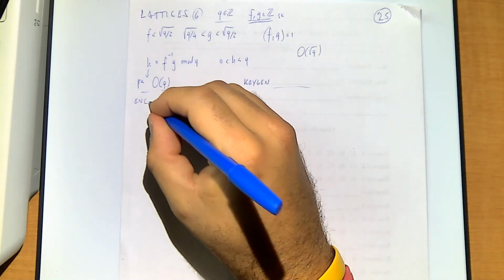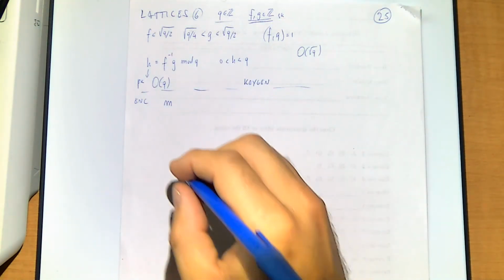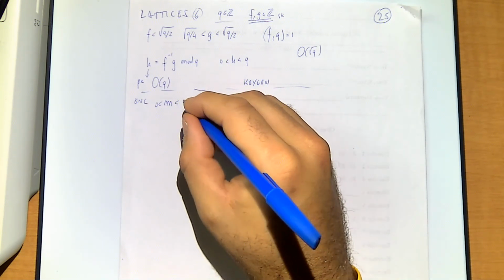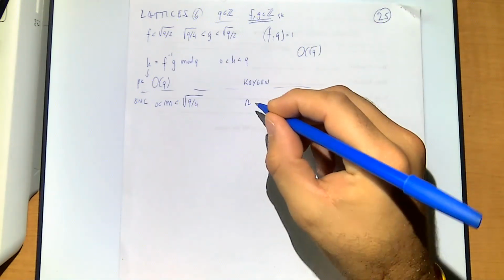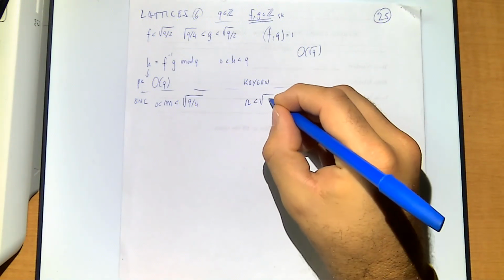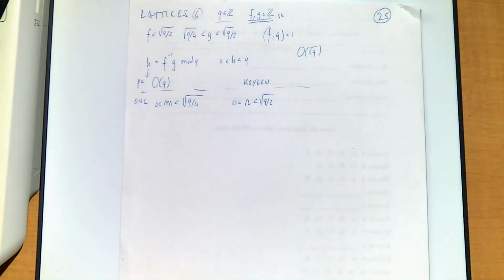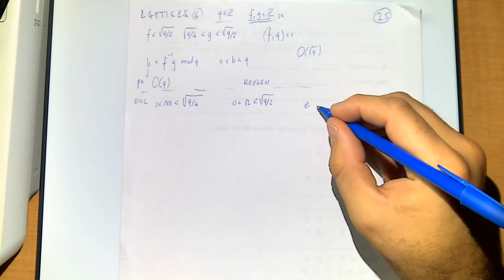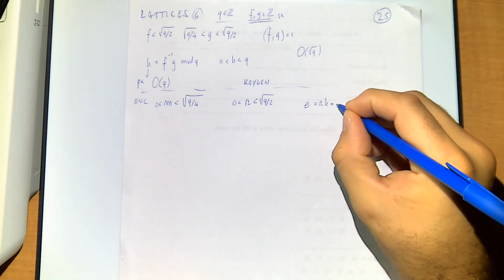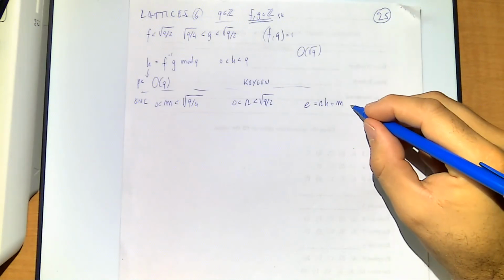Now how do I encrypt? I'm going to choose my message to be an integer, always positive, but also small, say less than the square root of q over 4. And then, as happens in some other crypto systems that we've seen, we have a random component. So we have an ephemeral key r that is also small. Now the ciphertext will be, following the notation here, e, which is r h plus m, mod q.